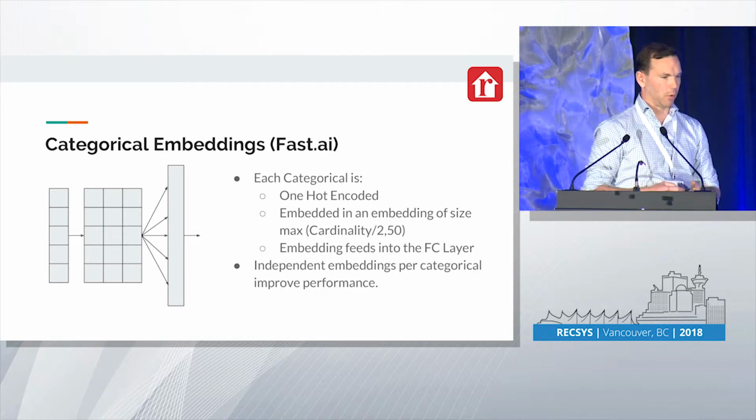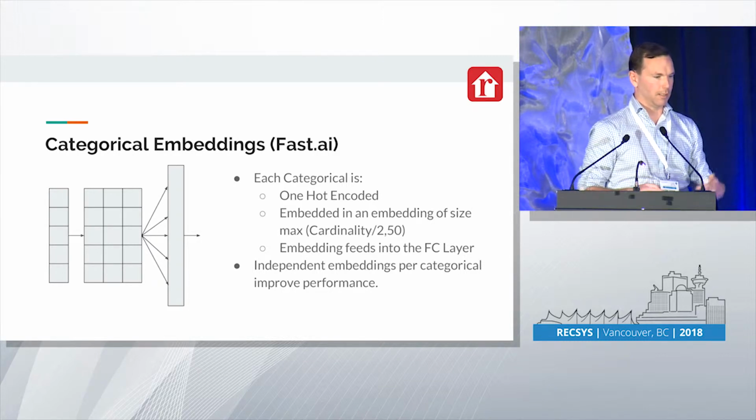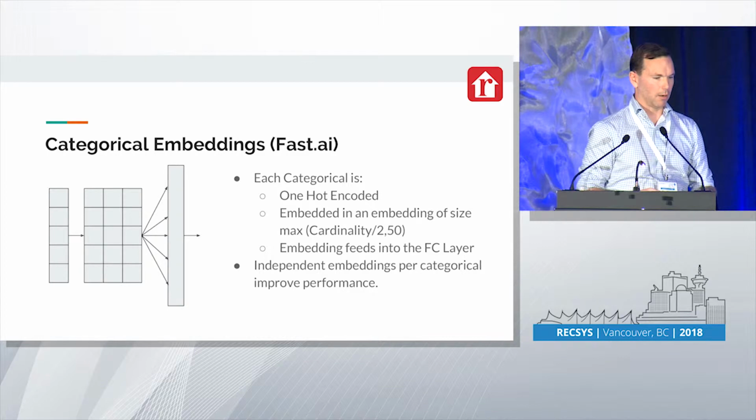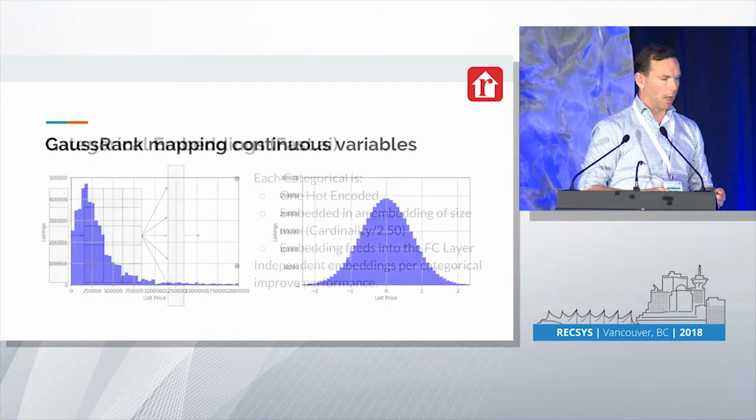This is a technique I pulled from FastAI, and it's a very useful one for embedding the listings. The embedding is what feeds into the fully connected layer. And we find that this really improves the categorical representation, particularly in downstream tasks. So it's quite a useful technique.